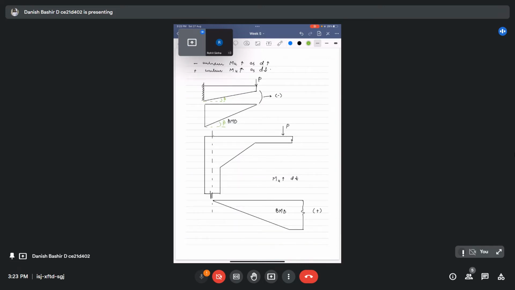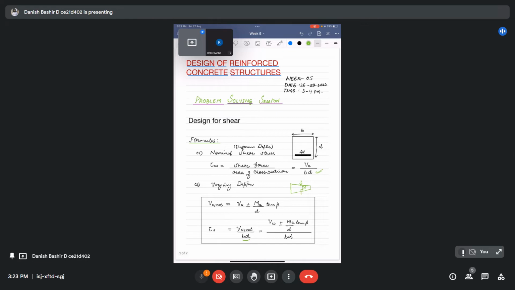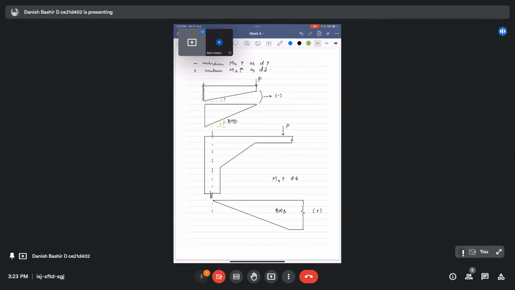Now this negative sign we use in this formula when the bending moment Mu increases as the depth increases. For example, in our cantilever beam projection, it is subject to a point load P on the tip. If we draw the bending moment diagram for this point load, we will see the bending moment is increasing towards the support, and the depth is also increasing towards the support. So as bending moment increases, depth also increases, and we use our negative sign.